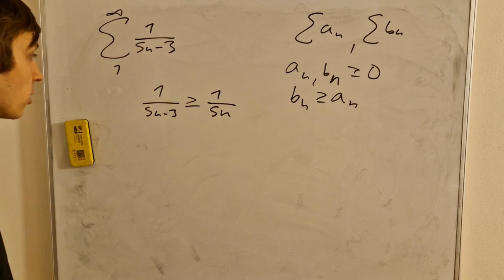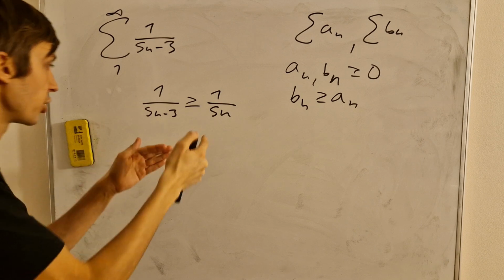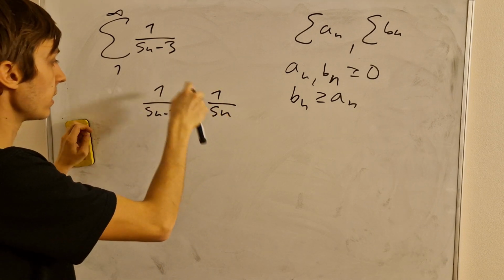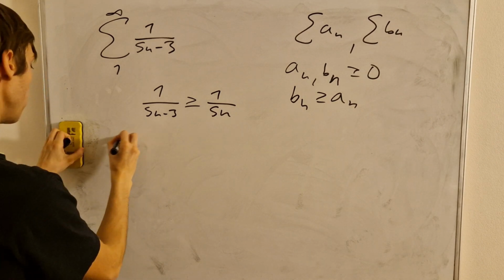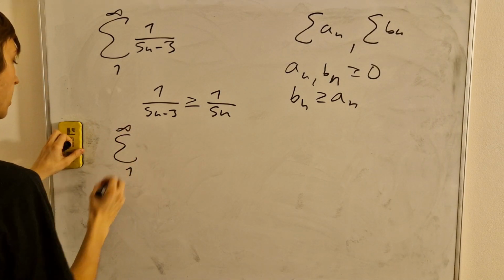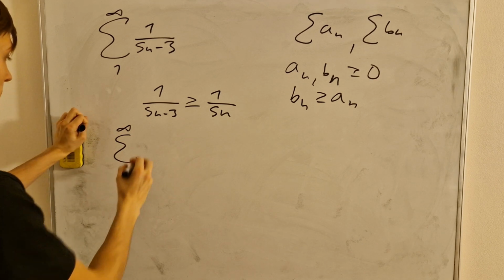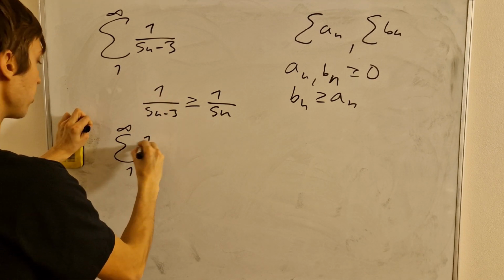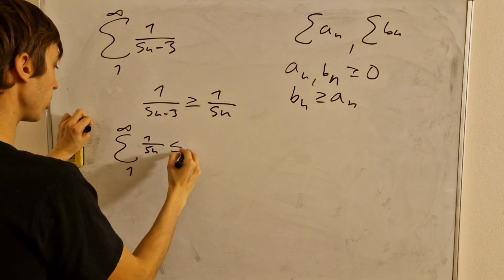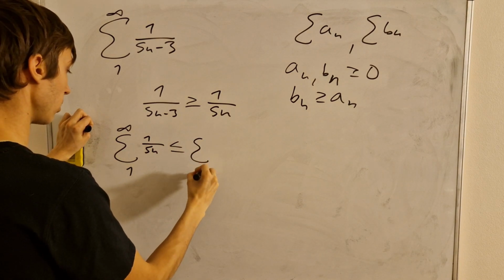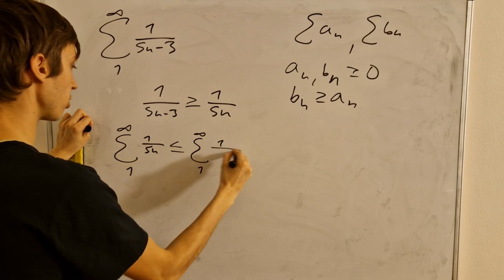In that context, I know that for all such n's, 1 over 5n is always smaller than 1 over 5n minus 3. That means if I have a sequence with the same bounds, we must consider the same bounds to be very clear about this, that has not 1 over 5n minus 3 but 1 over 5n, then it must be smaller or equal to the original one.